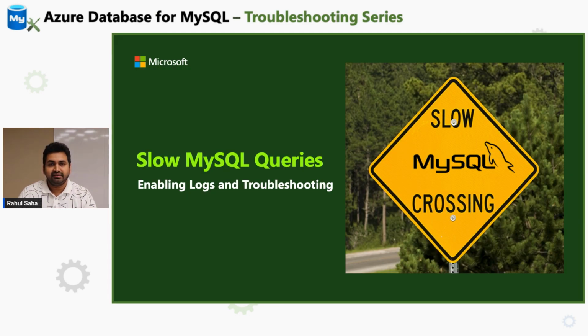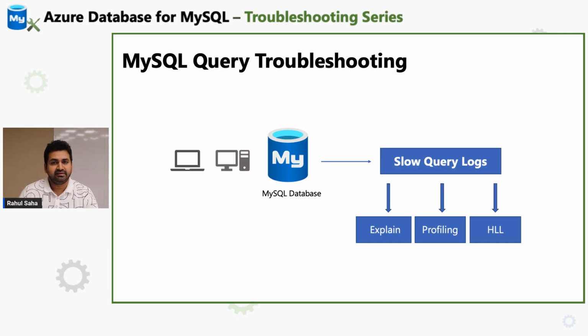Let us get started. How do you log queries? By enabling the slow query log. And this is the first step. How do we troubleshoot our query? Let us assume that some queries are being executed from the application in the MySQL database, and those queries are running slow. The first step is to log those slow queries in the slow query logs. After that, we do a couple of things, which are explain and profiling, and finally finding the HLL values.